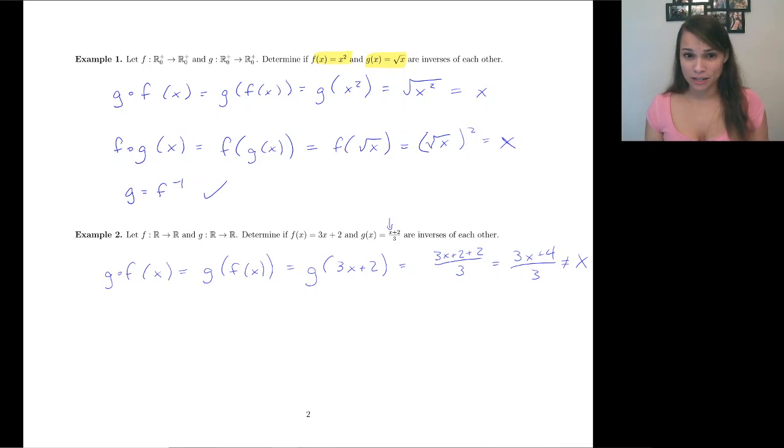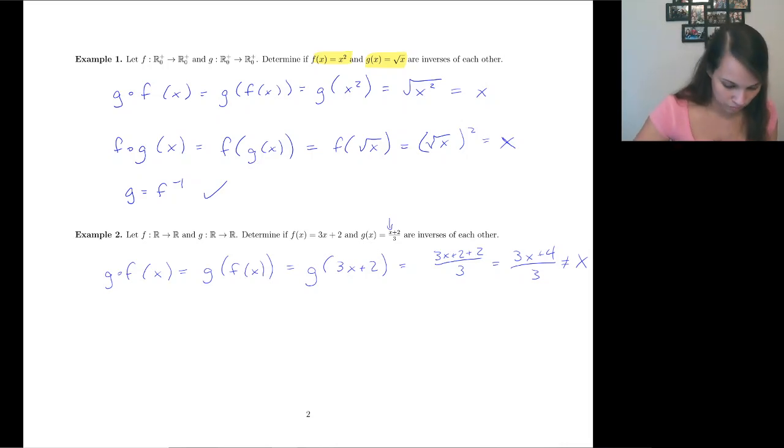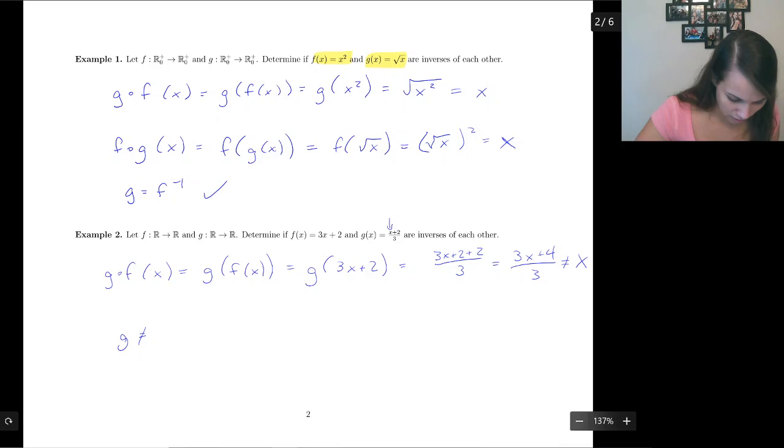So you can stop here. You do not need to do the f composed with g case because it has to fulfill both of them, and one of them didn't work. So g is not f inverse.